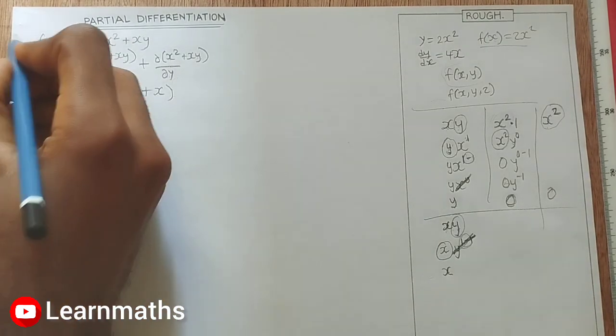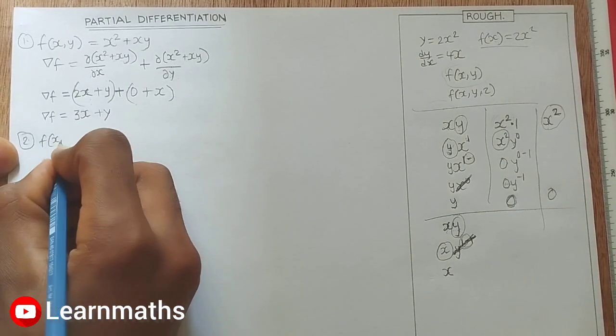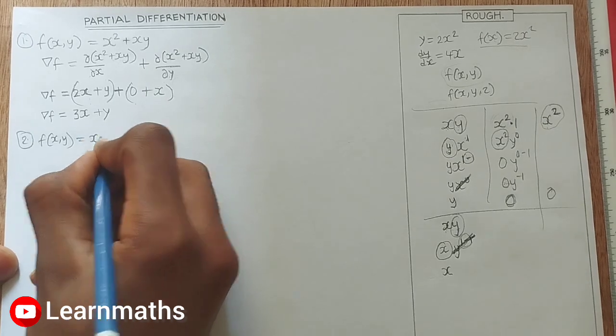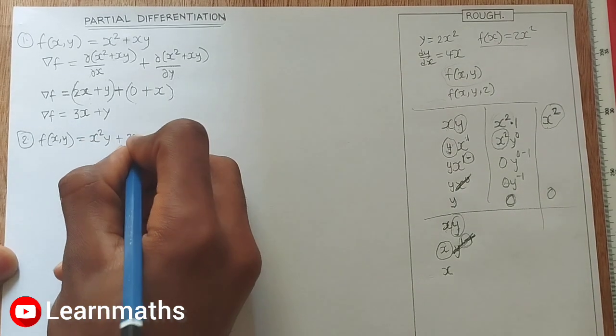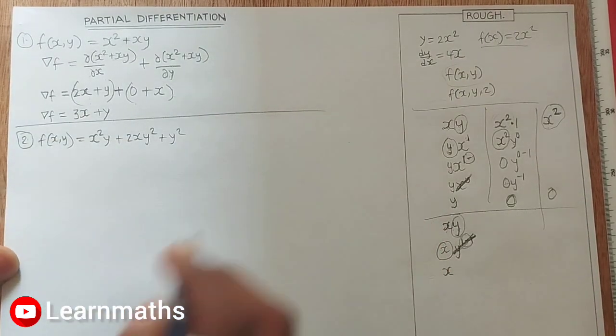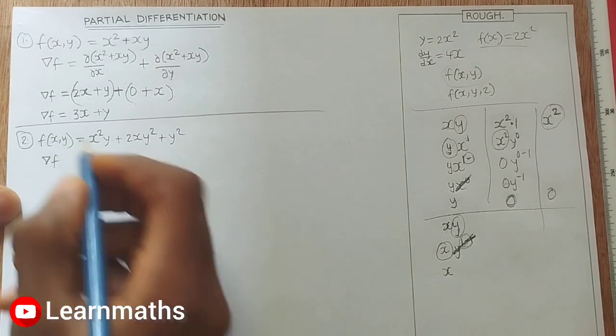I'm going to take this example, this function, f of x and y. Now this is a function of x and y, right? And it is, let's say, x squared y plus 2xy squared plus y squared, right? Let's differentiate this partially and get the gradient of this function.